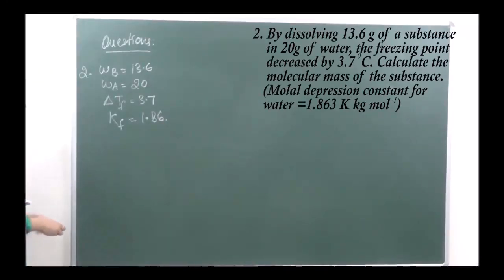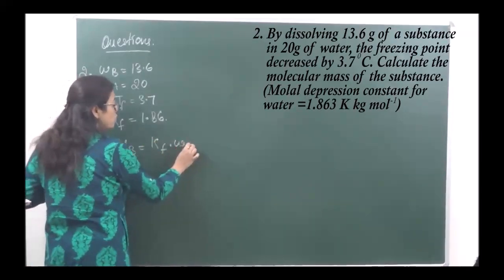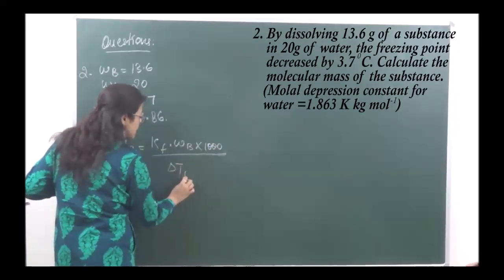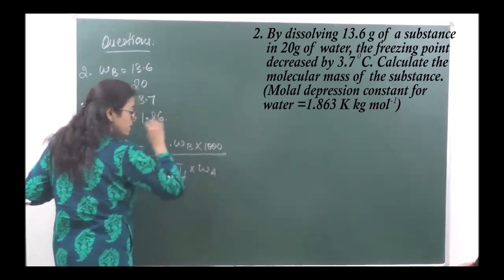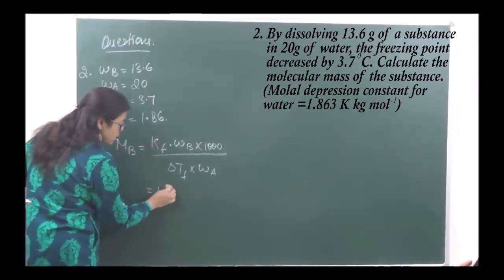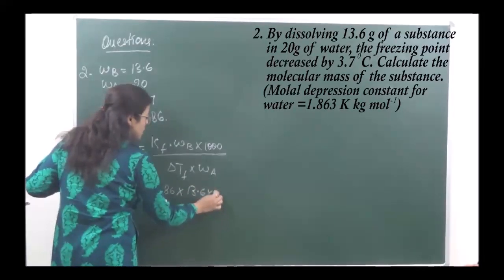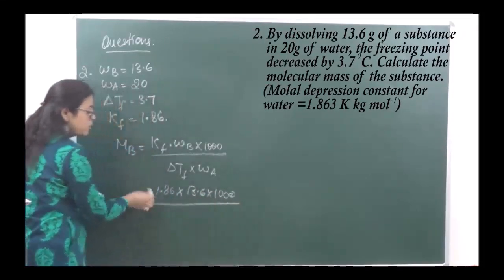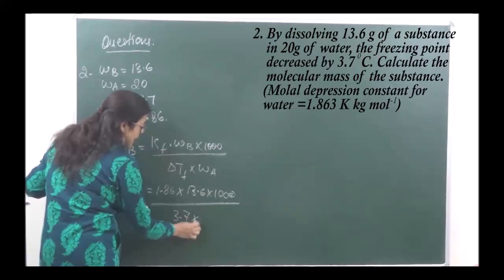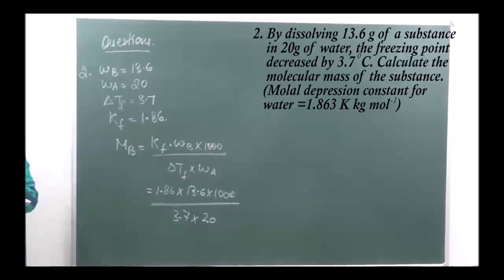Again, direct formula has to be applied over here. Mb will become equal to Kf into Wb into 1000 upon delta Tf into Wa. This is going to be our formula, right? Kf given to us over here is 1.86, Wb given is 13.6 into 1000 upon delta Tf given is 3.7 and Wa given to us over here is 20. So this is also a direct question.